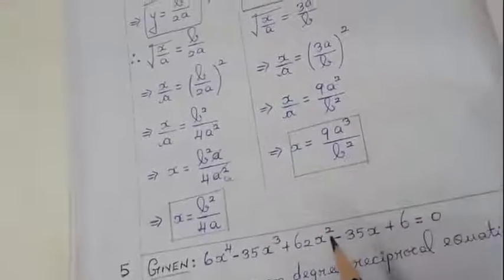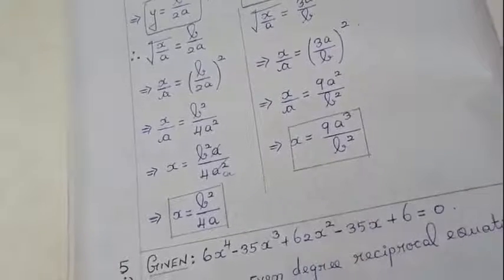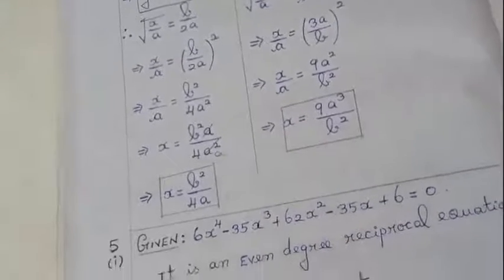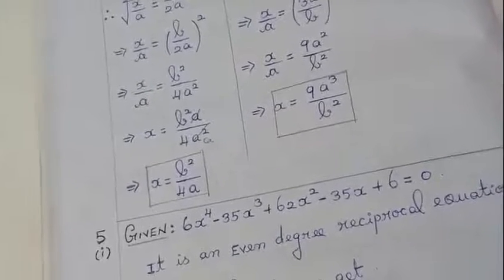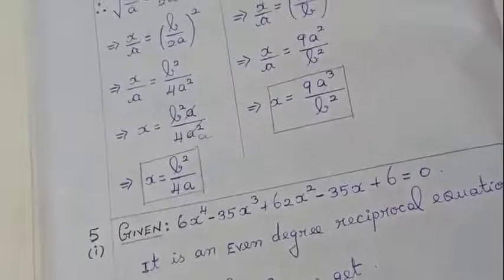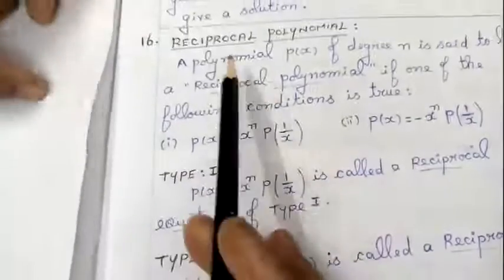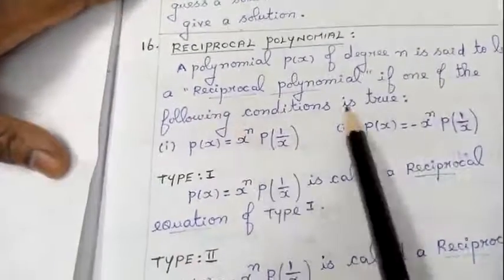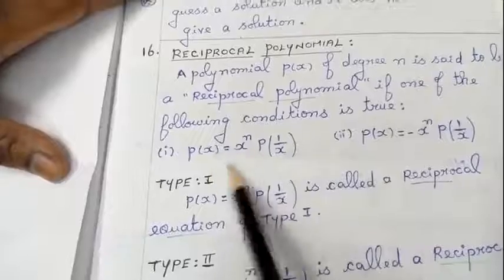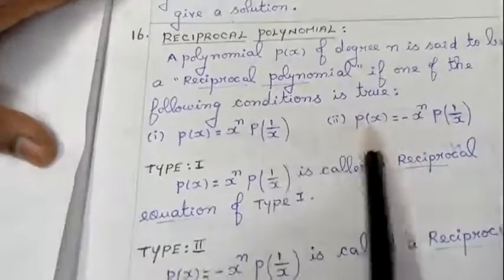So next we are going to start with exercise 3.5 fifth sum. But before starting with the fifth sum, we are going to have some concept. After seeing those concepts, we are going to start with the fifth sum. A reciprocal polynomial. A polynomial p of x of degree n is said to be a reciprocal polynomial if one of the following conditions is true. So they have given you these two conditions. Let it be as it is.